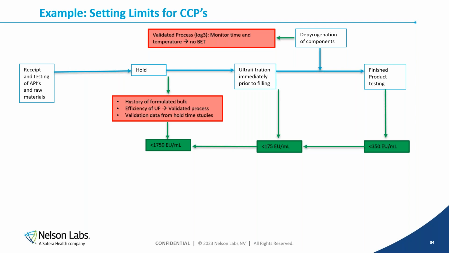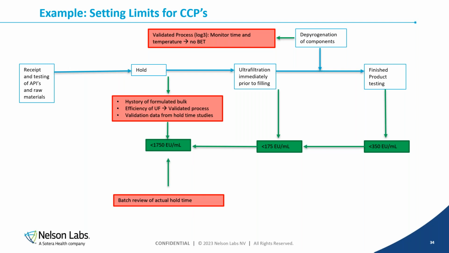So if we would allow a factor 10 difference compared to the previous limit of 175 EU, we are always sure that if we have, after the hold time of the product, less than 1,750 EU per milliliter, we will always reach that 175. So we build in quite a lot of safety margins so that we are always sure that we control, and we will not exceed the limits farther down the production chain.